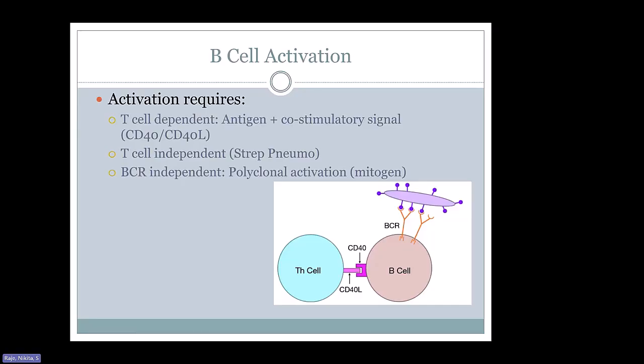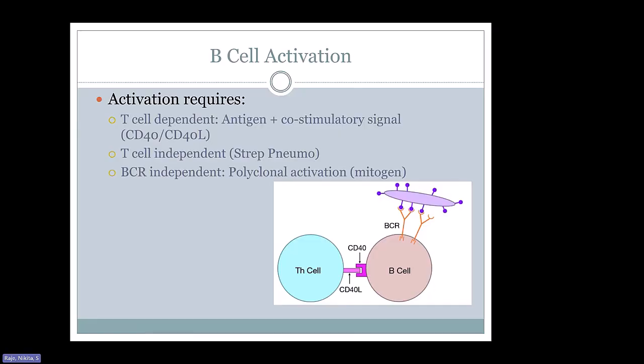Once it's activated, it will use that signaling through Ig alpha and Ig beta. The T cell dependent signaling requires that co-stimulatory or second signal provided by CD40 ligand. CD40 ligand is on T cells. T cell independent, we talked about cross-linking, and then there is something called polyclonal activation.